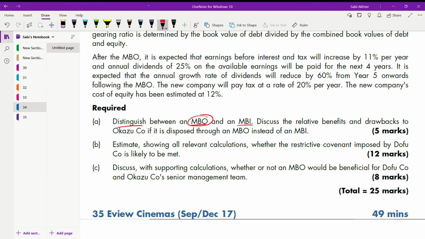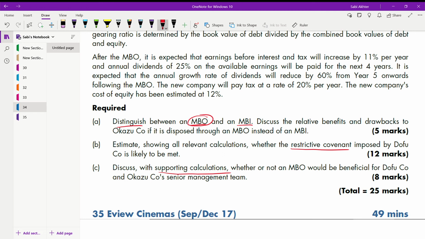Estimate, showing all relevant calculations, whether the restrictive covenant imposed by the bank is likely to be met. Restrictive covenant is something to do with a bank loan. When they put some restrictive covenant, what is the impact? You have to show. And the last one: discuss with supporting calculations whether or not an MBO would be beneficial. Supporting calculations means the calculations are very small, just a few, maybe a ratio or something, maybe one ratio.